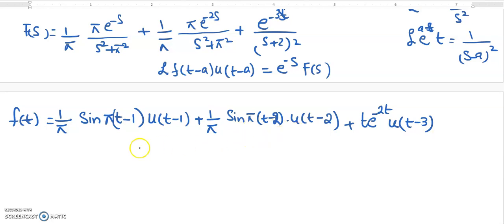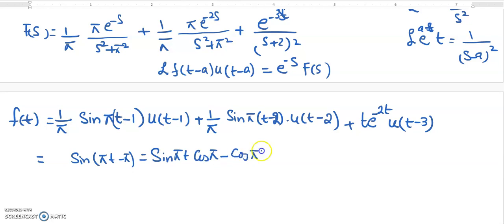Okay, so this is the f of t, but let's simplify it a little bit. For the simplification, we know that this term is sine pi t minus pi. So what is sine pi t minus pi? From sine alpha minus beta, we can expand it like this: sine pi t cosine pi minus cosine pi t sine pi. Sine pi is 0, so this term is 0, and cosine pi is minus 1, so it will be minus sine pi t.